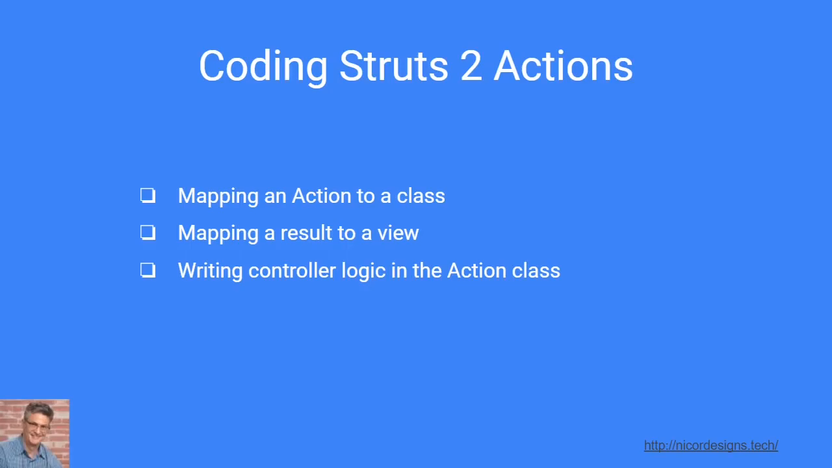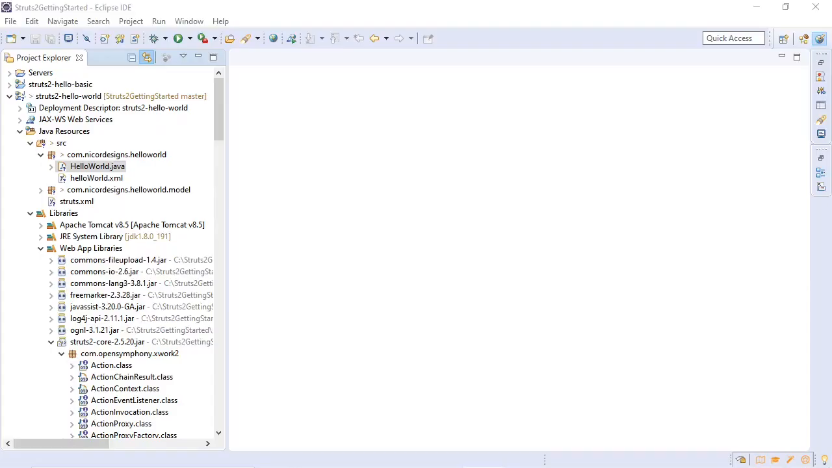So let's move over to Eclipse and start reviewing. Action classes act as the controller in the MVC pattern. Action classes respond to a user action, execute business logic, or call upon other classes to do that, and then return a result that tells Struts what view to render. Let's have a look at HelloWorld.java.